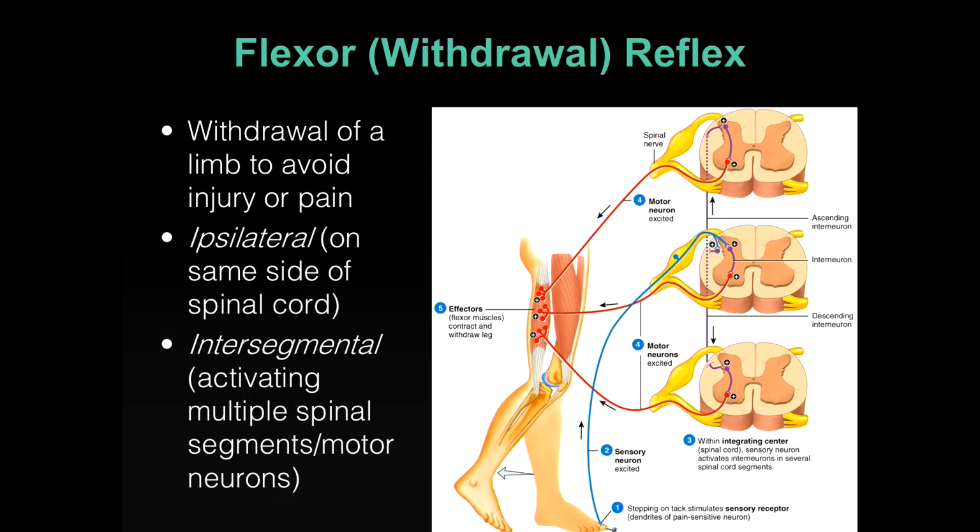So ipsilateral, it's all right leg. Even though it looks like there's a shadow of a left leg here, that's just where it was. And now this is movement backwards. This is all the right leg, all the right side of the spinal cord, ipsilateral, intersegmental reaction.